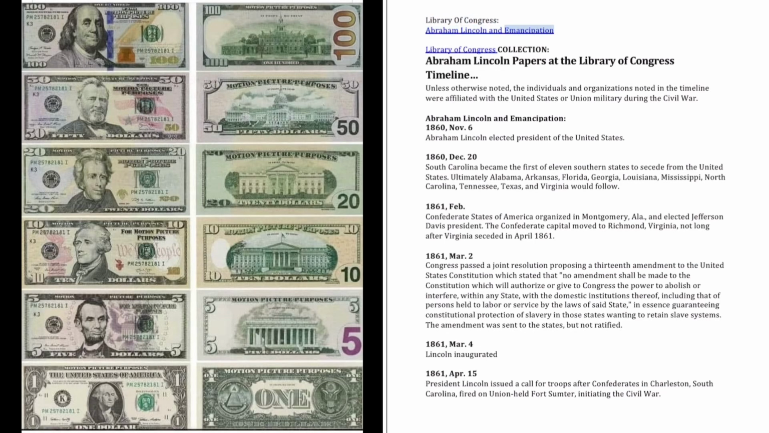Abraham Lincoln and Emancipation. Library of Congress collection. Abraham Lincoln Papers at the Library of Congress.